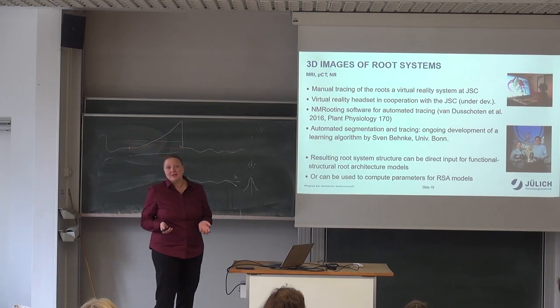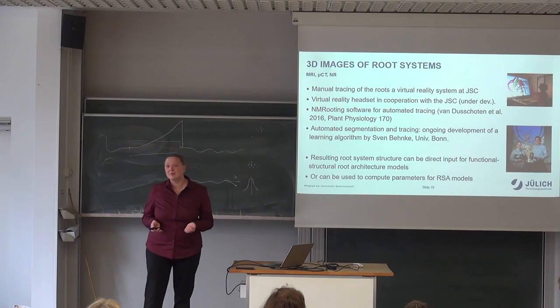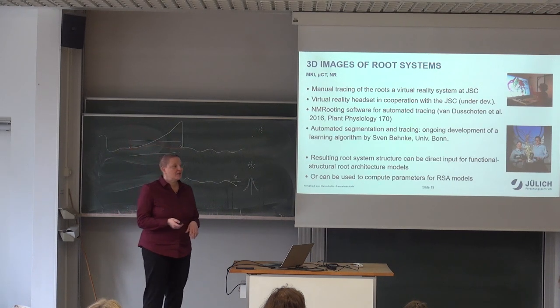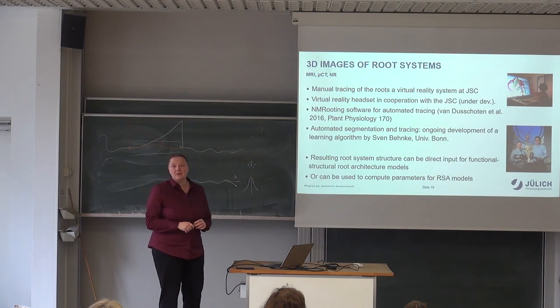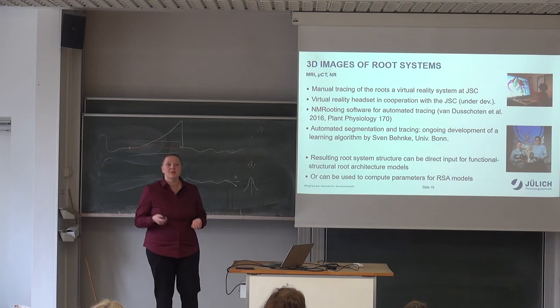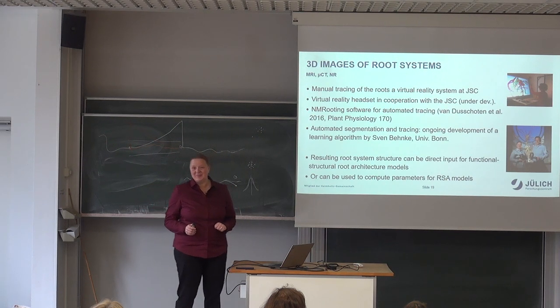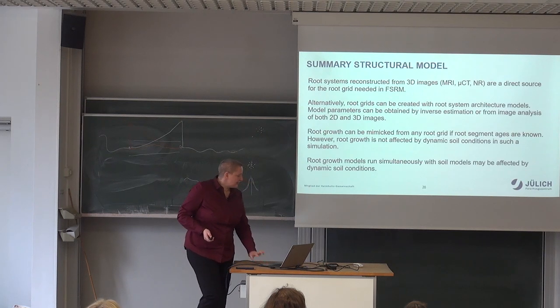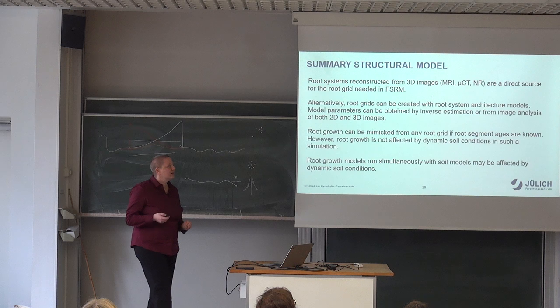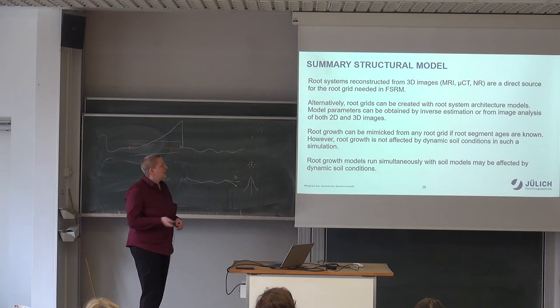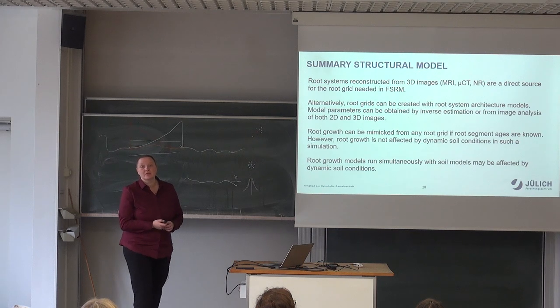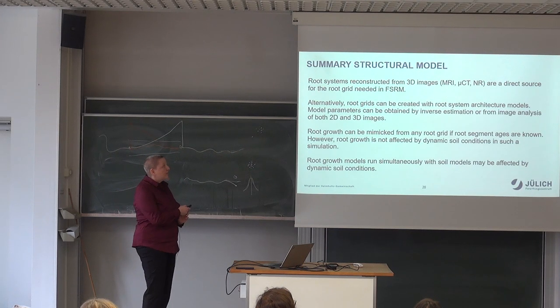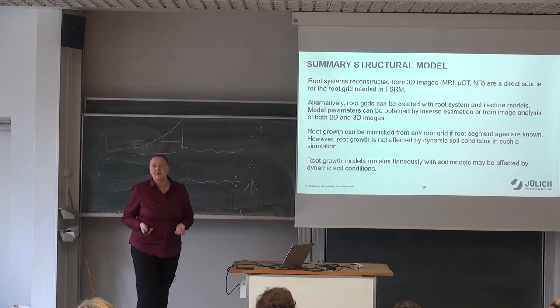The result of such a reconstruction of the actual root systems from a 3D image can either be used directly as an input for a functional structural root model, or it can also be used to compute the model parameters needed for a root architectural model. What I would like you to remember from the structural part is that we can reconstruct root systems from 3-dimensional images, and they can be a direct source for the root grid needed in a functional structural root model. Alternatively, root grids can be created with a root system architecture model.